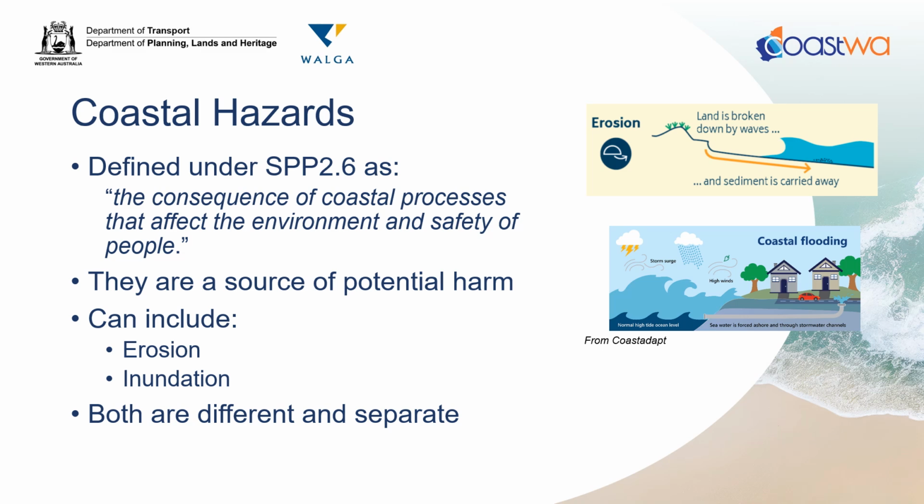They include coastal erosion and coastal inundation, both of which are different and are assessed separately under our coastal hazard assessment and CHRMAP process. In a basic sense, the way I think about them in a coastal hazard context is coastal erosion is that horizontal change of a shoreline retreating or beach retreating and being lost. And coastal inundation or flooding is that vertical change of water levels increasing and flooding low-lying land.